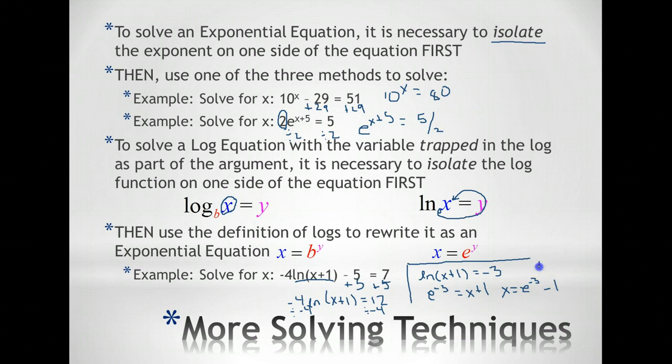Now, this is exact, except we never, ever leave a negative exponent in an answer, so I have to change e to the negative 3 to a positive exponent. So x is actually 1 over e cubed minus 1. This is the answer that you would enter into ALEKS. If you wrote negative 3, actually they'd probably make you give the approximate answer, but if you wrote e to the negative 3, that's not right.